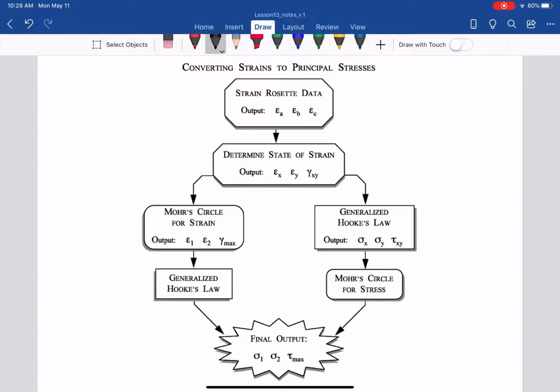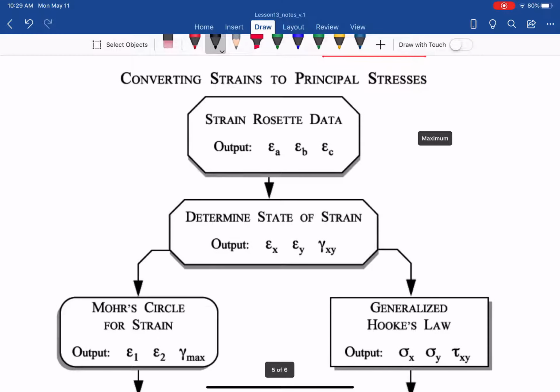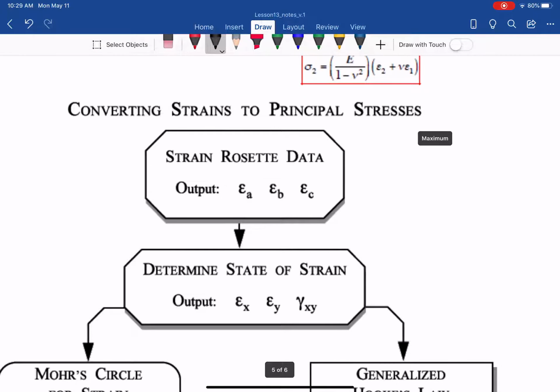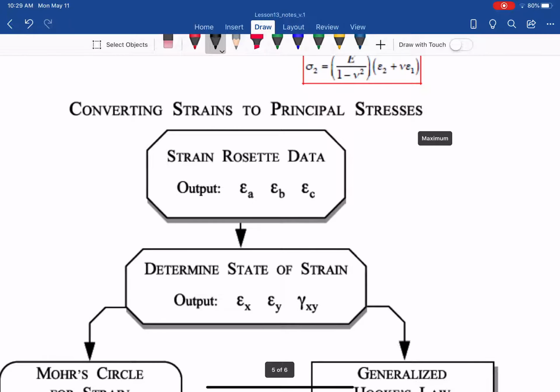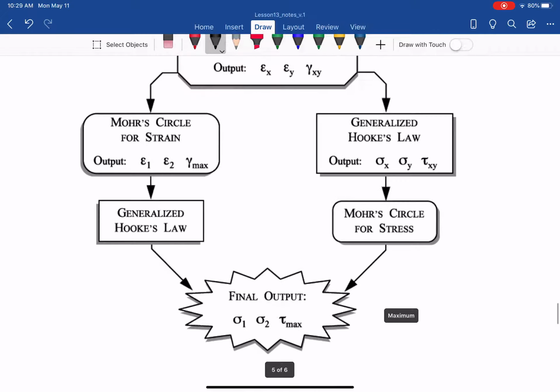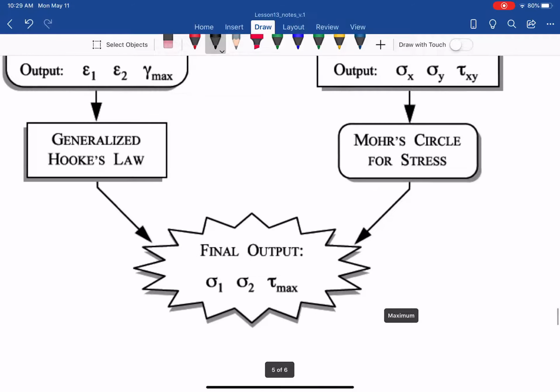As you can see here, normally we start with the strain rosette data, something like we talked about in 13a, and then you apply the three equations, three unknowns. We will do that in worksheet 13a. We can find out epsilon x, epsilon y, and gamma xy, and that determines the state of strain. That is nothing new. If you are not sure, go back to worksheet 13a. And there are two ways that you can find the final output, which is the principal stresses and the maximum in-plane shear stress, sigma 1, sigma 2, and tau max.